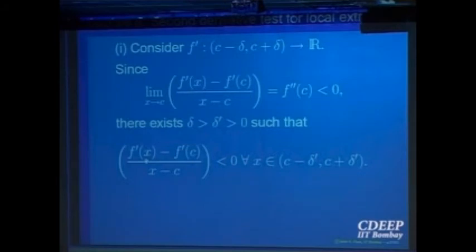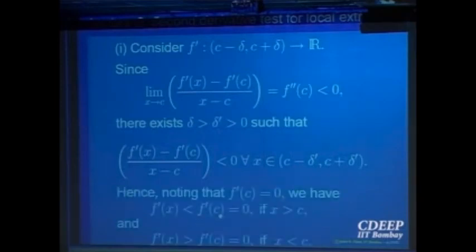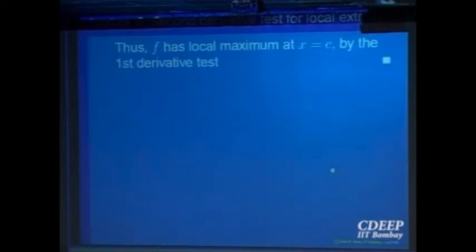Now that gives you something about the sign of the first derivative. If x is bigger than c, then x minus c is positive. The numerator divided by this positive quantity is less than 0. That means f prime of x will be less than 0 if x is bigger than c. So let us write that simply. It says f prime of x is less than f prime of c, which is 0, if x is bigger than c, and similarly for x less than c, f prime of x is greater than 0. Right? Now I can apply the first derivative test to conclude that the function has a local maximum.